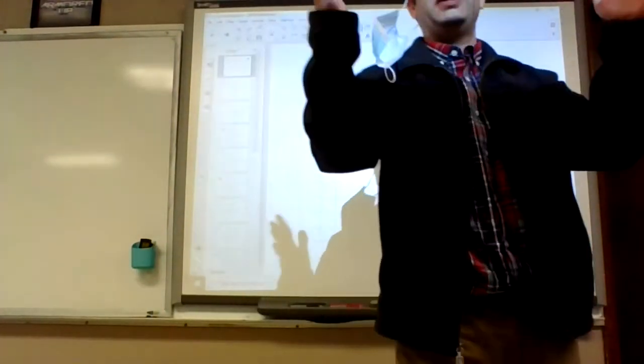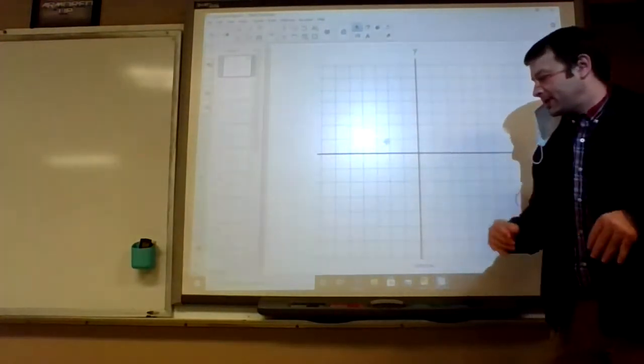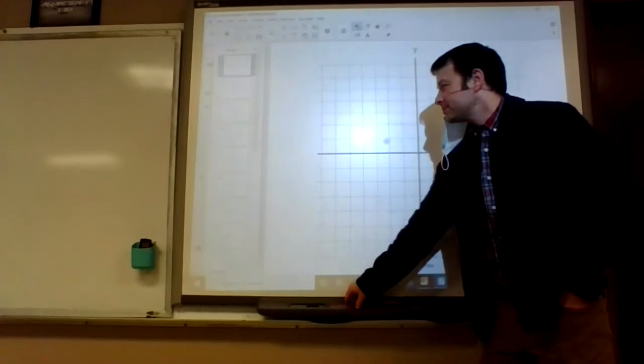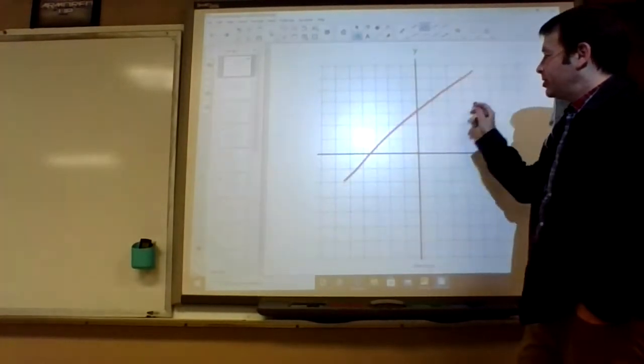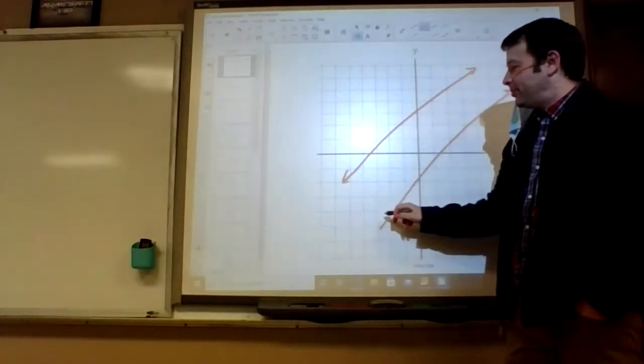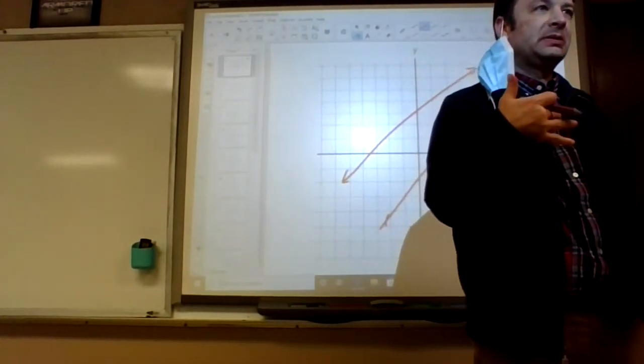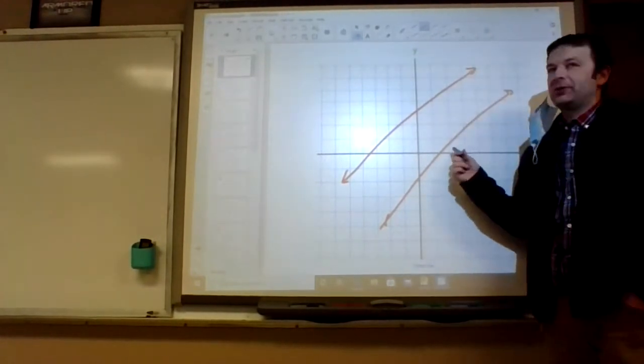Usually 2 lines cross at one point, right? Correct. But what else can happen? They could be parallel, and there's no solution. That means the equations would have no common solution. So if they're parallel, there is no solution.